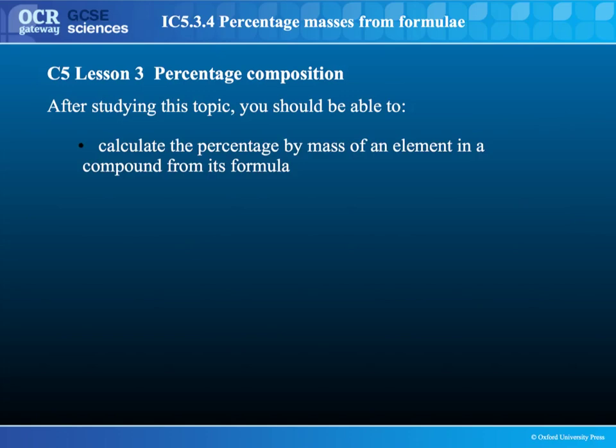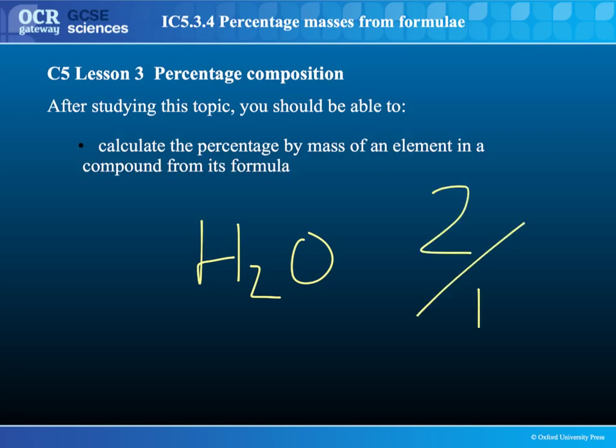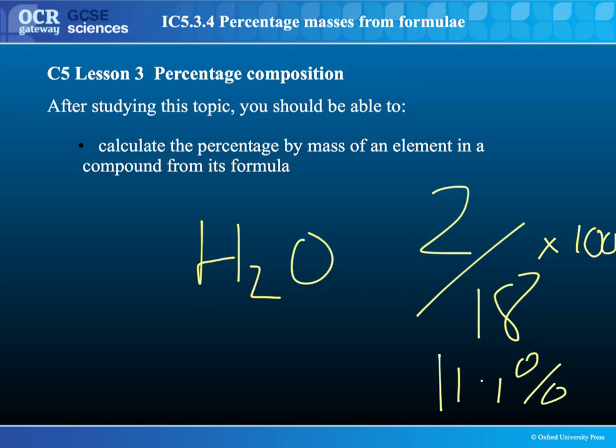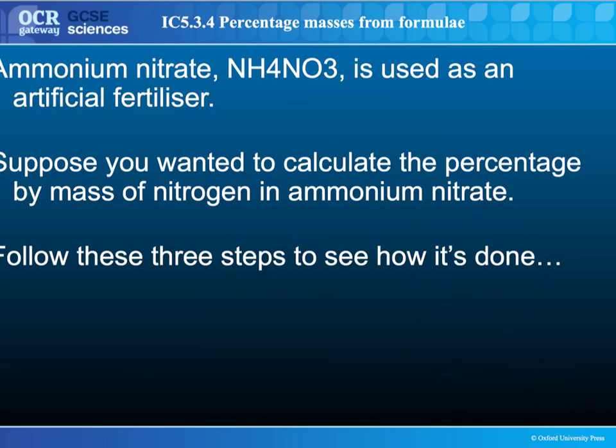The aim of the first section of the video is to give you an understanding of how to calculate the percentage by mass of an element within a compound from its formula. So for example, if you were given the formula H2O, what percentage of that by mass would be hydrogen, which in this case is 11.1%.